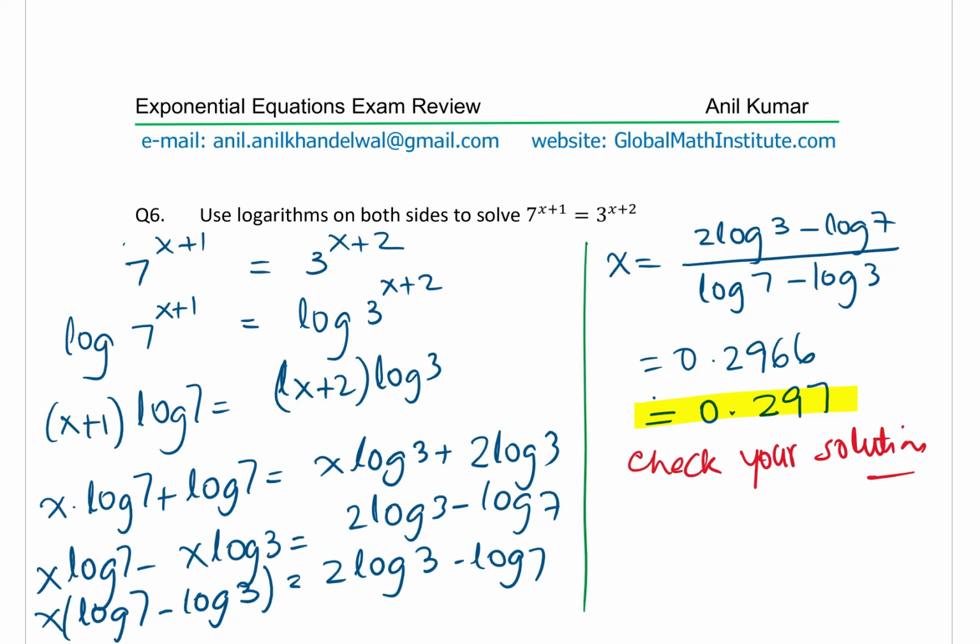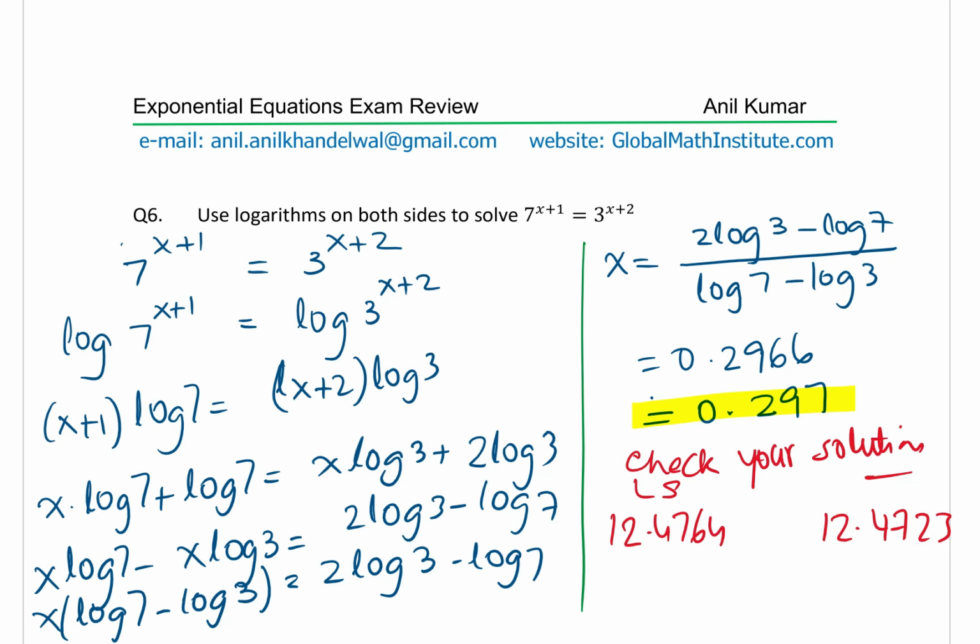So 1.297. What we get here is the left side is 12.4764. This is the left side. And if I do the right side, which is 3 to the power of 2 plus, so it is 2.297, which is 12.4723. So slight error is there, but this is because of rounding, because we rounded this up. But they are close, right? So it is the correct answer. So that is how you're going to check it.